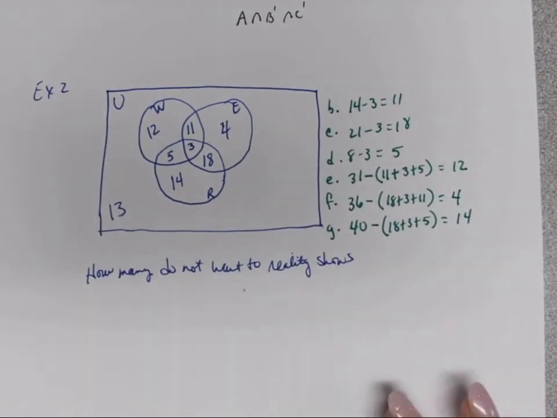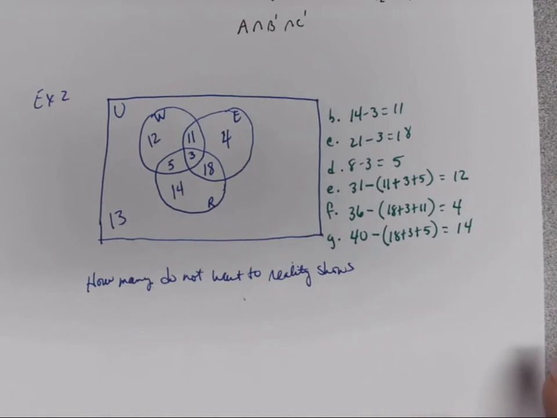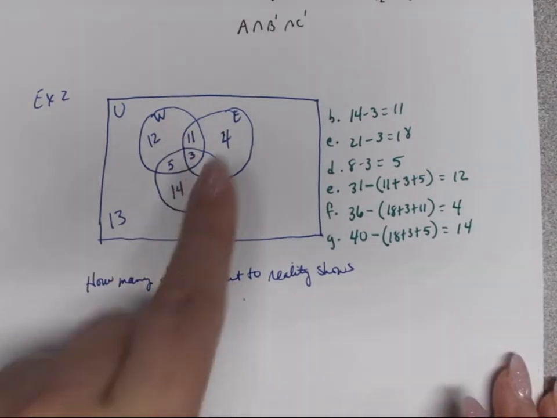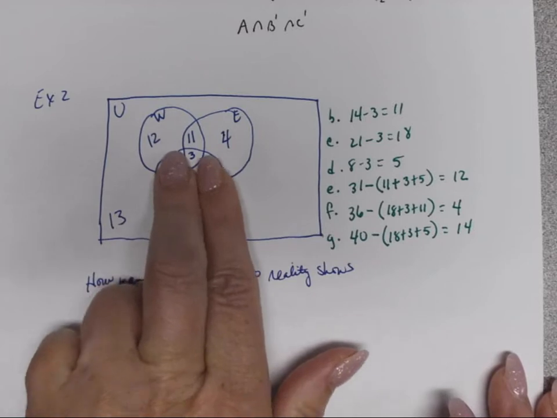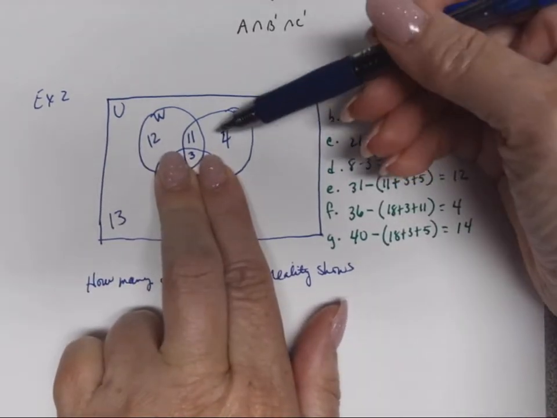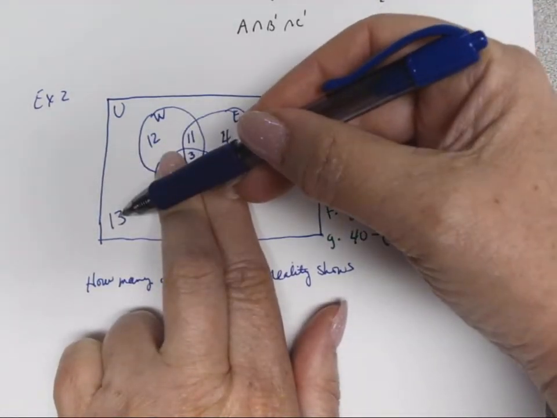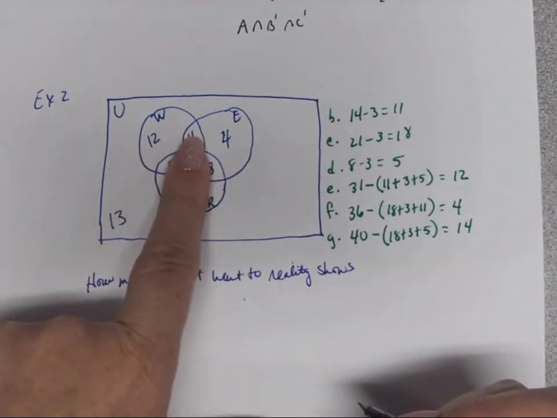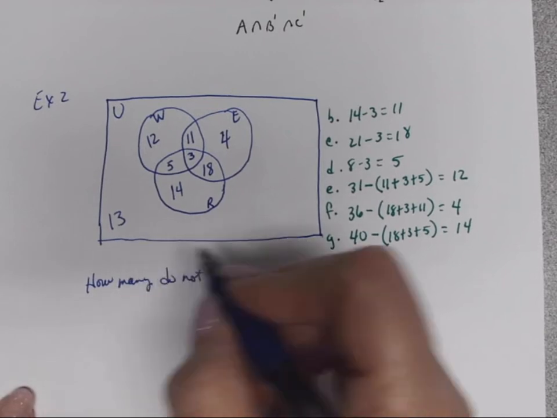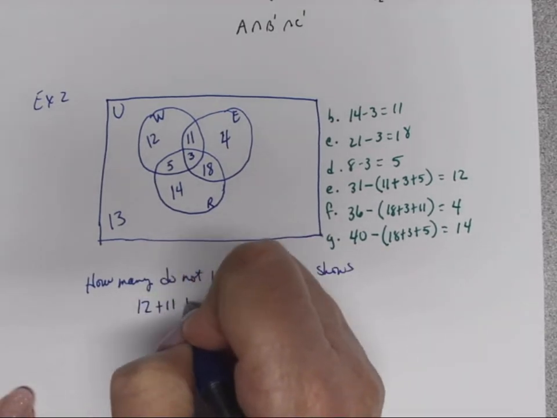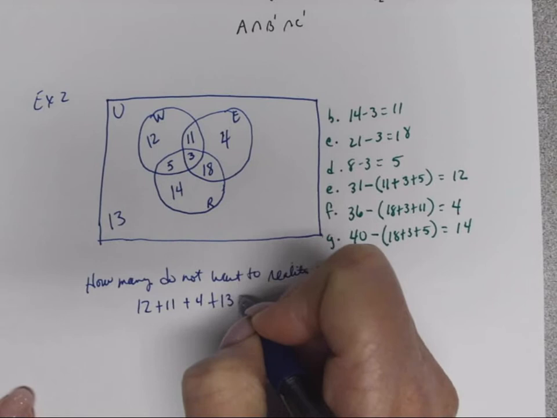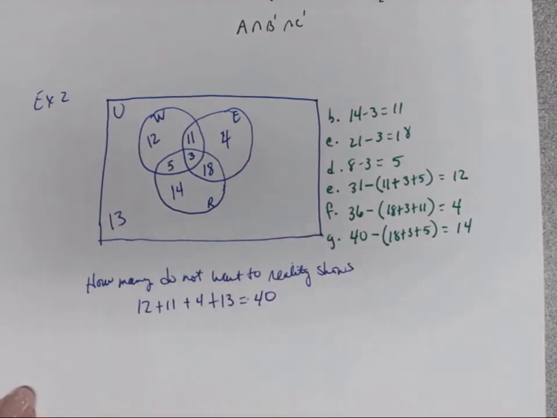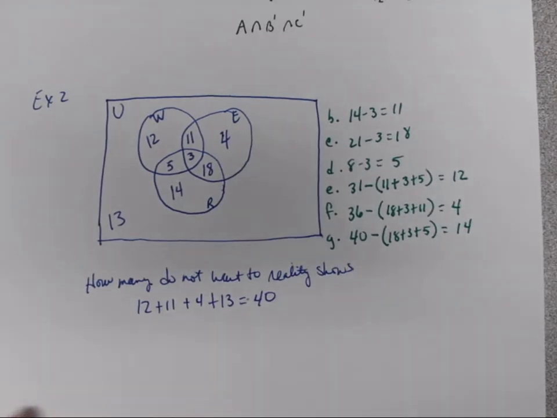So if I'm looking at not wanting reality shows, I've got to add up who don't want them. So that means I'm going to cover up my R. That leaves me with 4, 11, 12, and 13. Don't forget the ones out here because I don't want reality shows either. So all of this circle, gone. So that'll be 12 plus 11 plus 4 plus the 13 on the outside, and that'll add up to be 40.